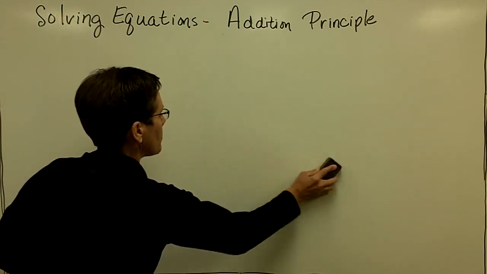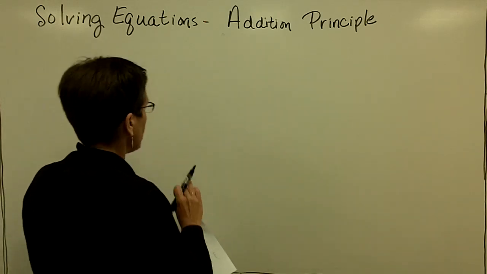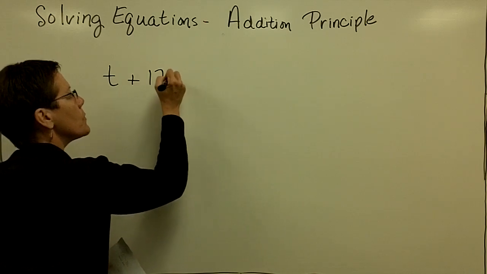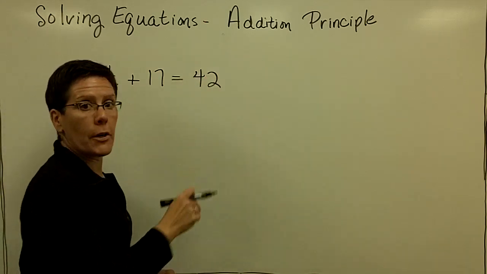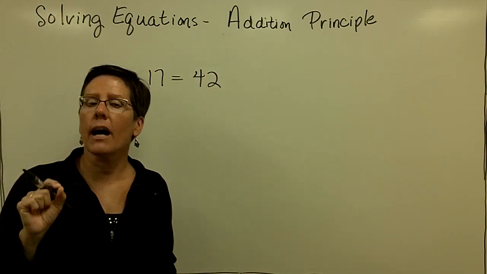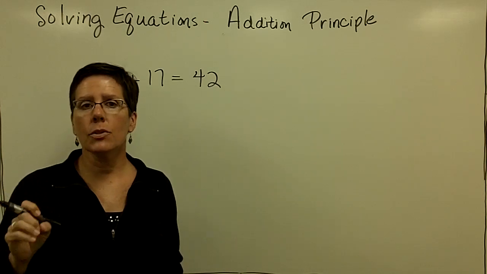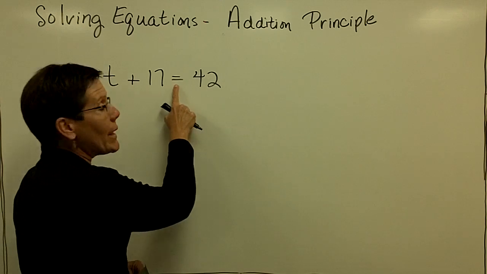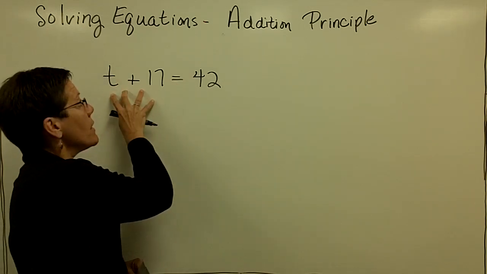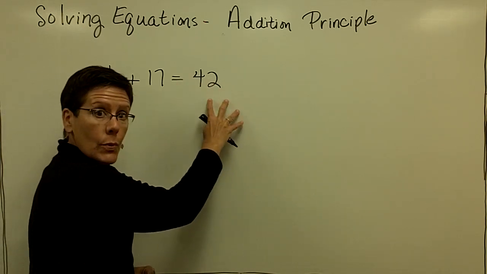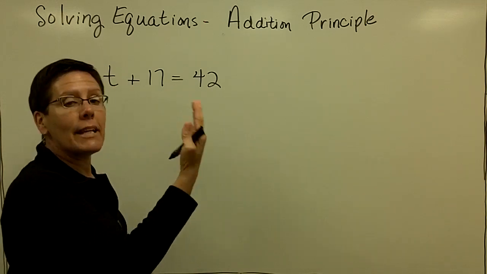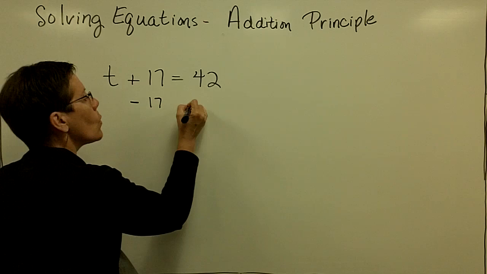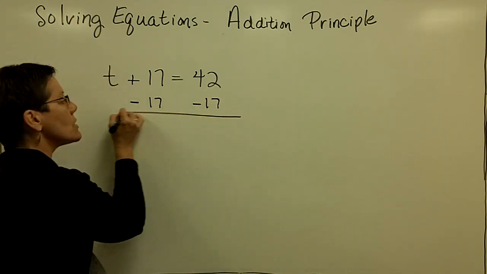So let's get rid of this diagram, and let's solve this problem. I want to solve for the variable t. So I'm trying to isolate that variable. And I can use this addition principle and apply it to both sides of the equation. Remember the balance, the tipping point is right here. This is equal to that. And so I can add the same thing to both sides, or if I'd like, I can take away the same thing from both sides.